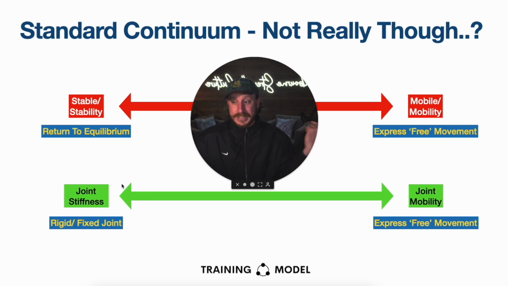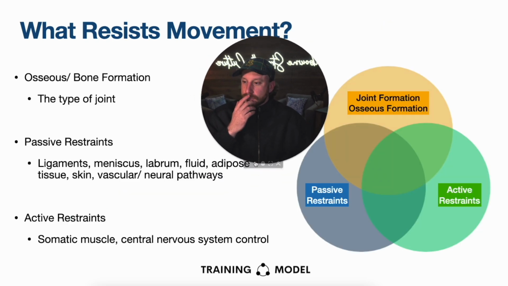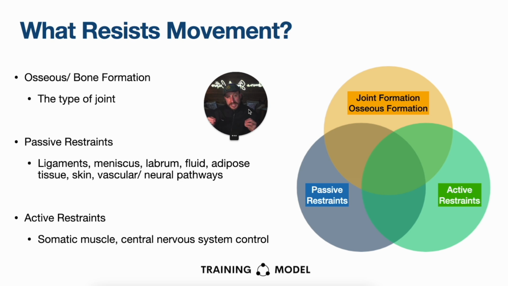And we can start to understand what we're talking about here and make practical strategies around coaching if we identify that mobility, or the ability for a joint to move in a direction, is the problem. That's the key caveat. So what actually resists movement at a joint? What stops a joint being able to express motion? There are three main categories of things. We have the osseous formation, or the bone formation, so the actual type of joint.